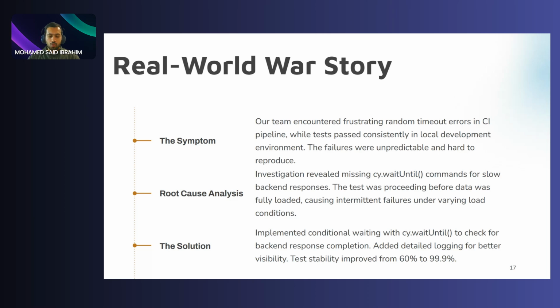The solution wasn't another arbitrary wait. We used a conditional waiting utility to poll for a specific state. We changed the logic from "wait for 10 seconds" to "wait until the grid has at least one row." The flakiness vanished immediately. The lesson: isolate the variable, in this case the backend response time, and assert on a tangible outcome, not just the passage of time.